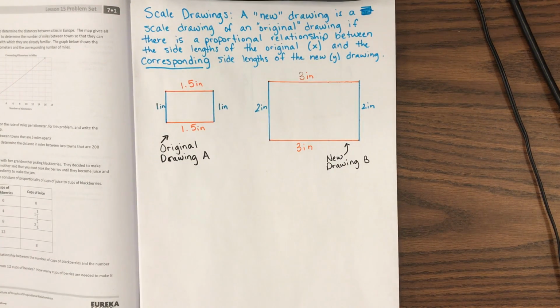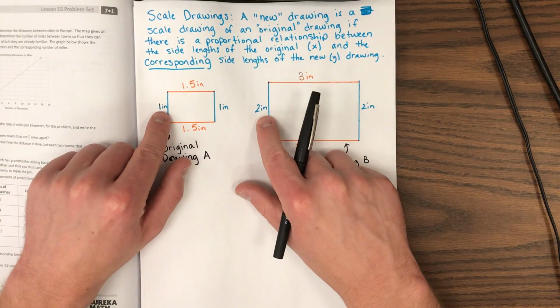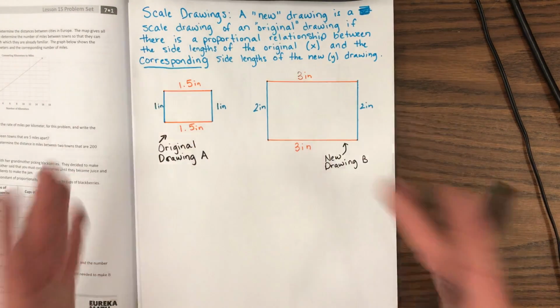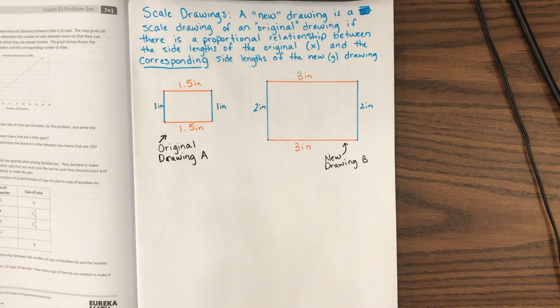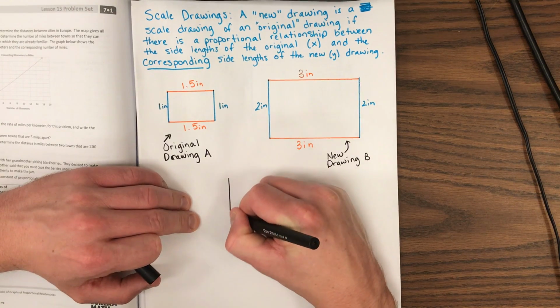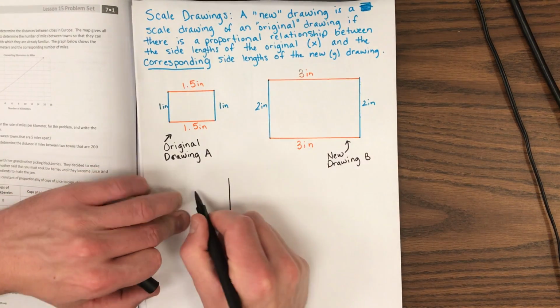And the way you check is, is there a proportional relationship between all these sides? Hopefully you can kind of see that there is just by looking at these numbers, but let me show you the way you would actually do it. So we would usually make a table. You don't have to be doing this right now. You can just be kind of watching.